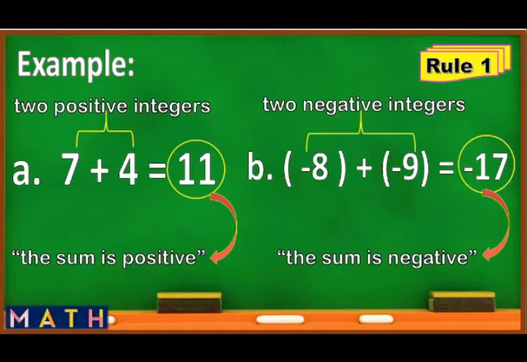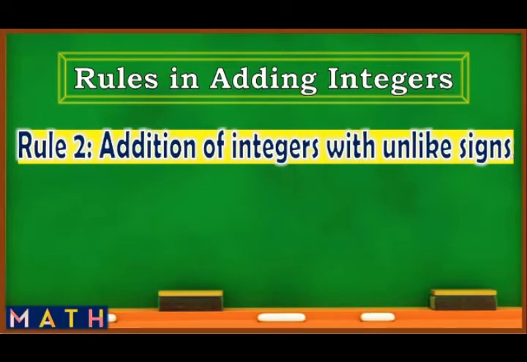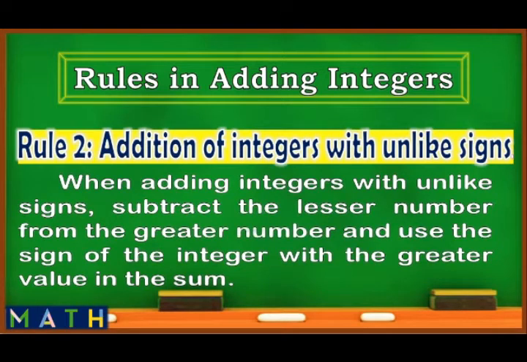Now, let's unlock rule number 2. For rule number 2, addition of integers with unlike signs. When adding integers with unlike signs, subtract the lesser number from the greater number and use the sign of the integer with the greater value in the sum.